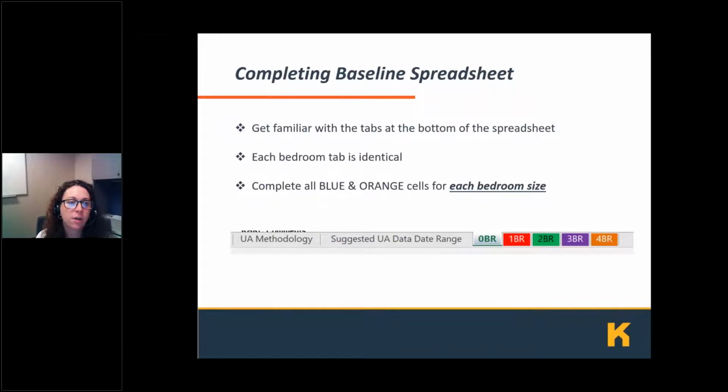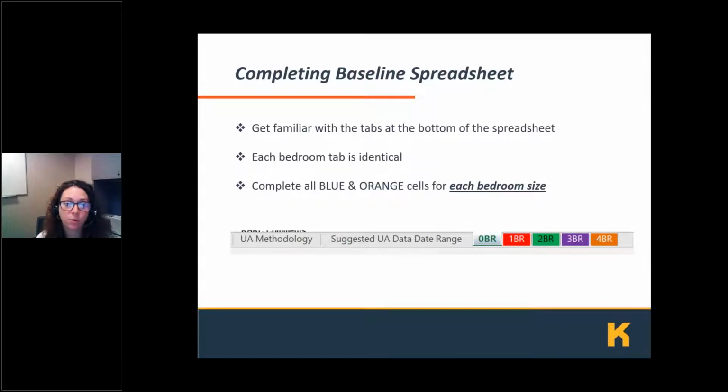All right, so get familiar with the tabs at the bottom. Click through them. Like I said, we've added a few. So we've got the UA methodology tab, the suggested date range, which we've talked about. We do have that table on this tab for you. And then we have 5 floor plans. So you want to get familiar with it. Each bedroom tab is identical.